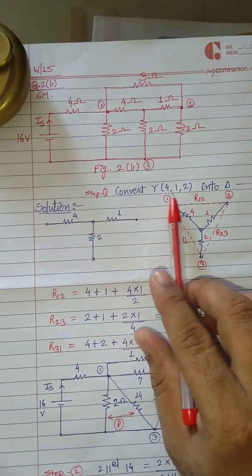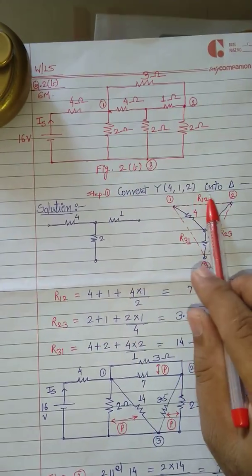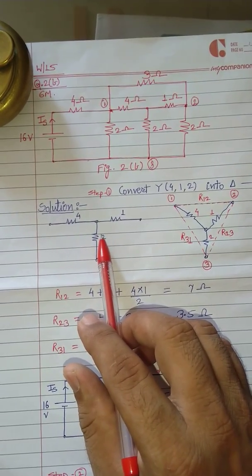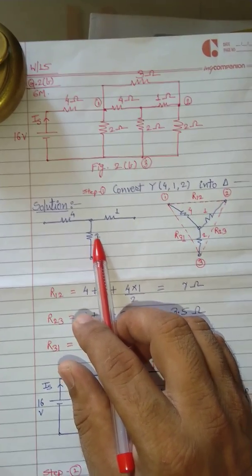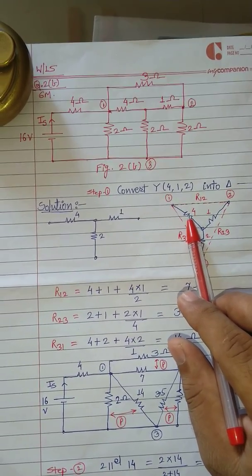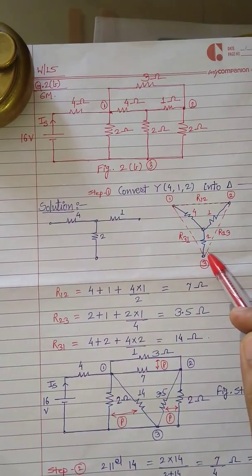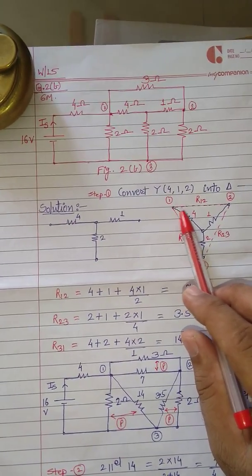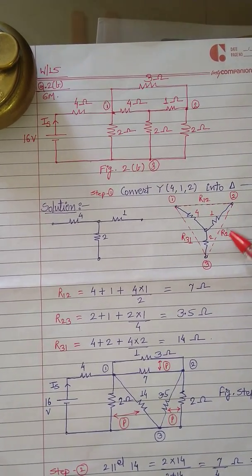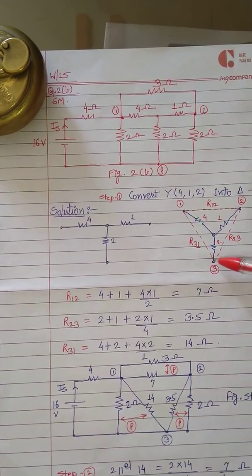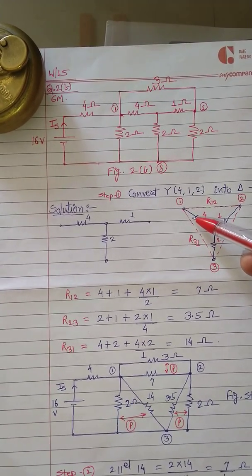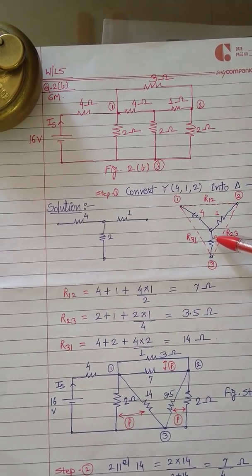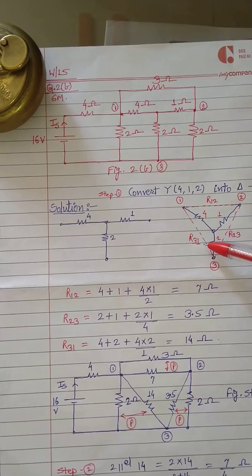Convert star 4 1 2 into delta. What is that 4 1 2? This one, 4 1 2 connection is shown in a separate figure. Let us draw this 4 1 2 in a star fashion. Let us represent its equivalent delta with a dotted line, connecting node 1 and 2 as R12, connecting node 2 and 3 with a dotted line R23, connecting 3 and 1 with a dotted line R31. So you have to transform this 4 1 2 star into its equivalent delta as R12, R23 and R31.